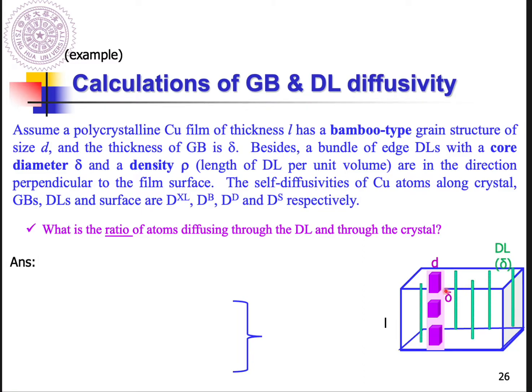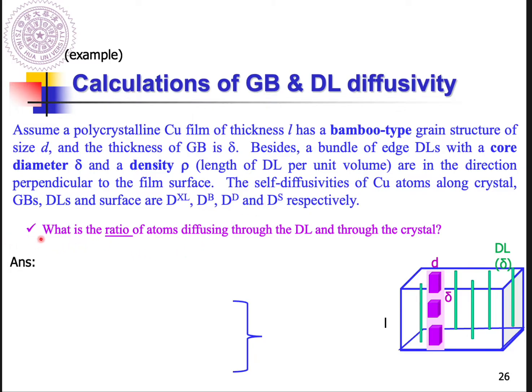The diameter of the dislocation is delta, and the unit of the density is length of dislocation per unit volume, so it's the total length of the dislocation per unit volume. And the self-diffusivity of the copper ions along the crystal lattice, grain boundary, dislocation, and free surface are D_XL, D_B, D_D for dislocation, and D_S for free surface.